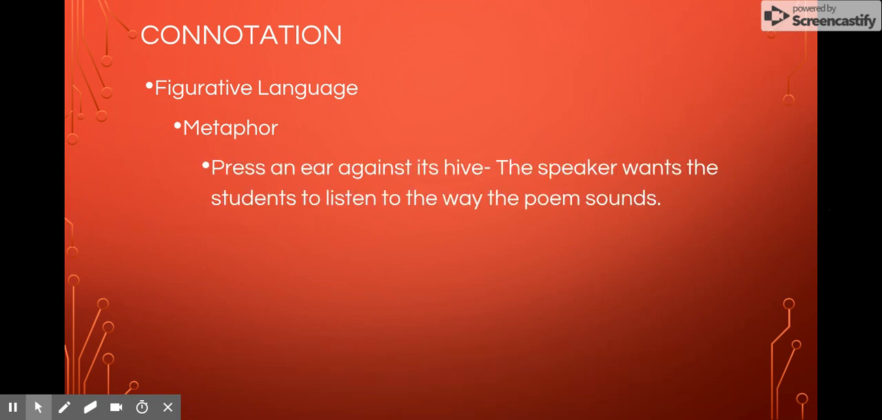First is "press an ear against its hive." Here we sort of have the speaker suggesting that he wants the students to press their ear against the poem, to listen to the way it sounds, similar to the way you would press your ear against the hive of a bee. You hear the sounds of the poem.